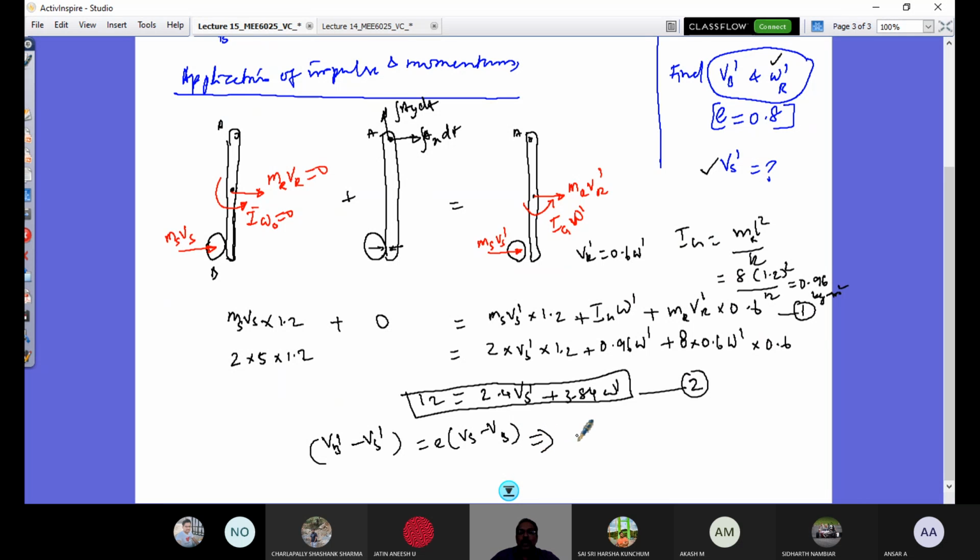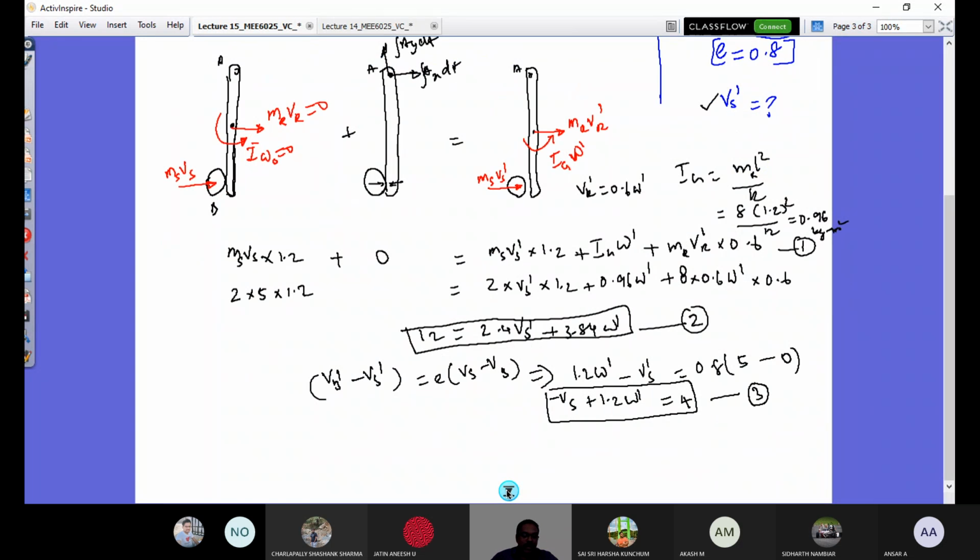So Vb dash is 1.2 omega dash, minus Vs dash, which is to be found out, equal to 0.8 times Vs, which is 5 meters per second, minus Vb, which at that time is stationary, 0. So I will have the equation: minus Vs plus 1.2 omega dash equals 4. That's equation number 3. Now equations 2 and 3 can be solved simultaneously. I'm solving that. What do I get? I'll get the velocities after the collision.